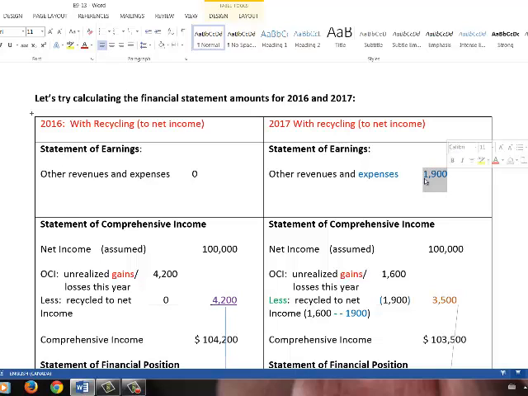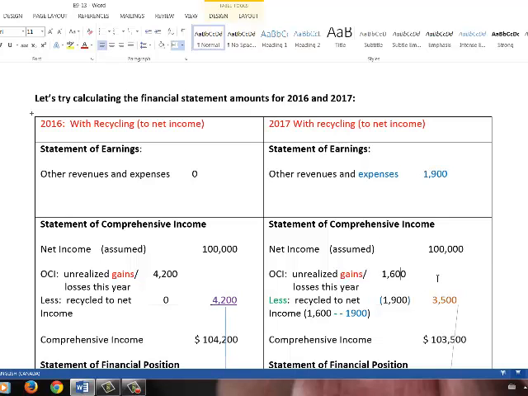Now, if we go to our statement of comprehensive income, now that we've sold the investment, we want to look at all the cumulative gains and losses that we've been holding on this investment and adjust them out of OCI because they've now hit the income statement. So we know we had unrealized gains and losses this year of $1,600. Again, this is 2017. How did we get that?